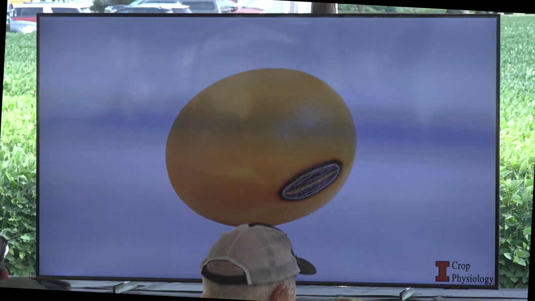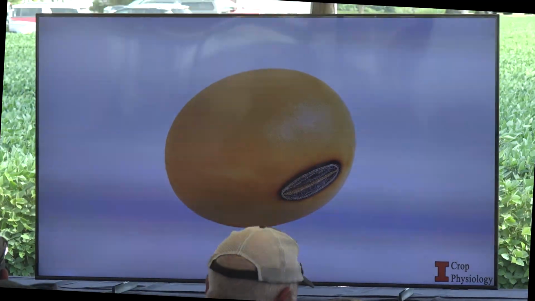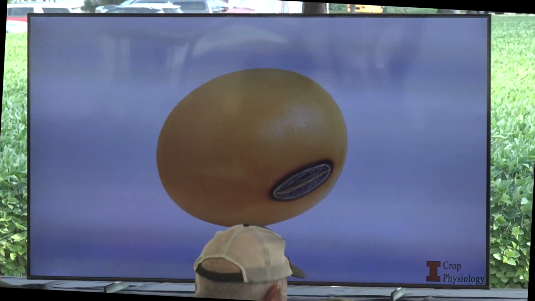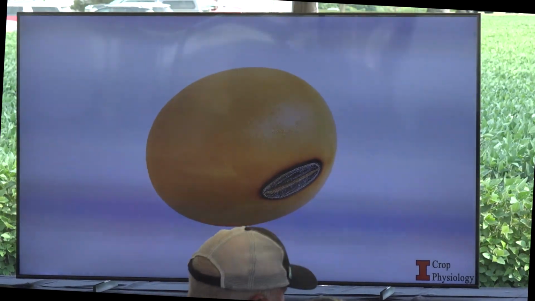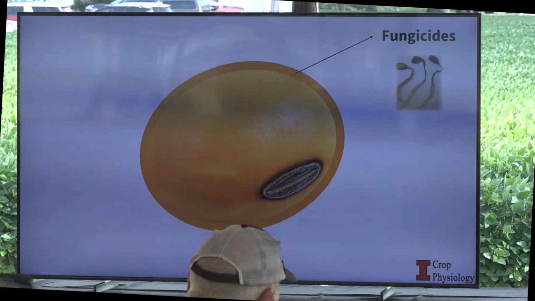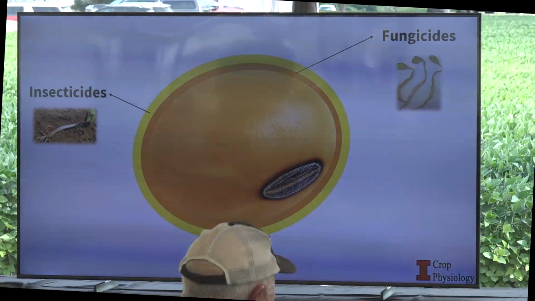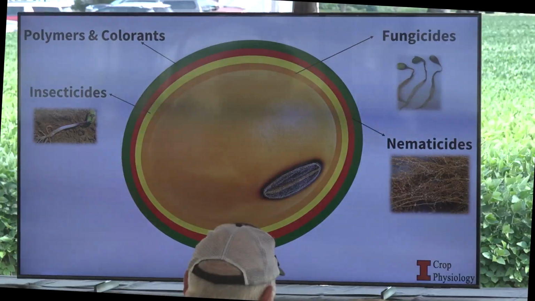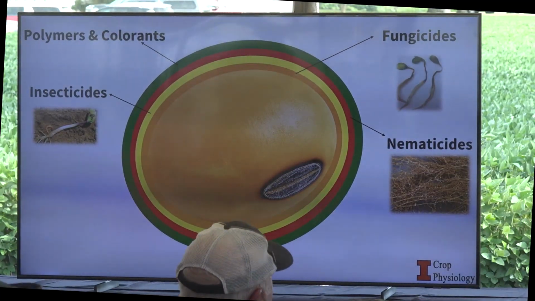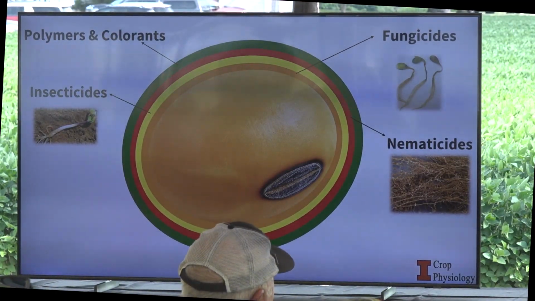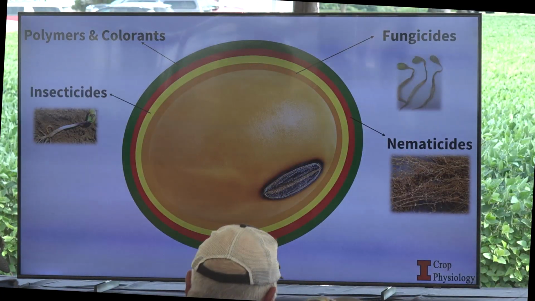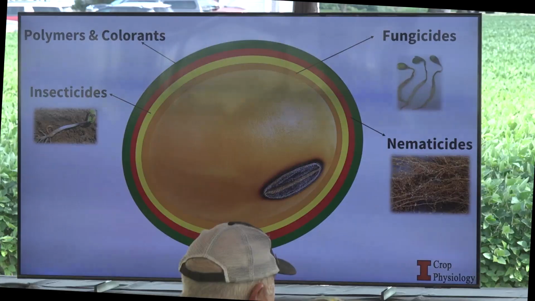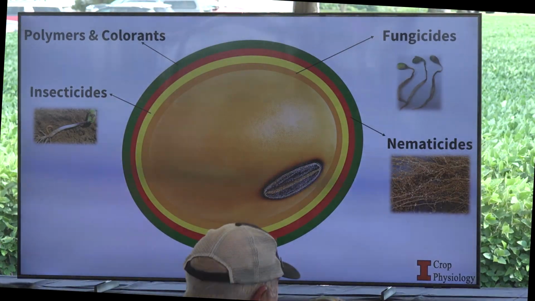So if I could show you in layers everything that we can add to a seed as a treatment before we plant, that would be something like this. So we have the fungicides, insecticides, nematicides, polymers, and colorants. And these are the standard package that Dr. Willow said that we have for protecting the seeds before planting. But we know that there's a lot more things now, right?